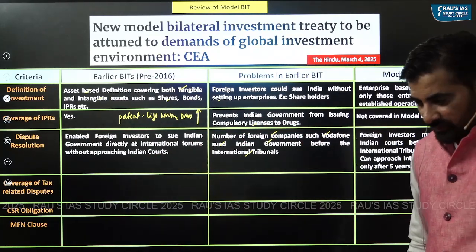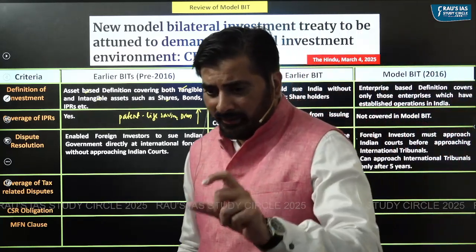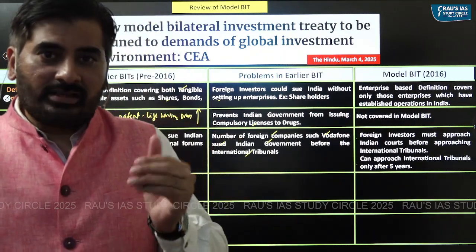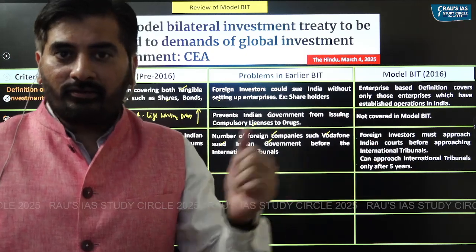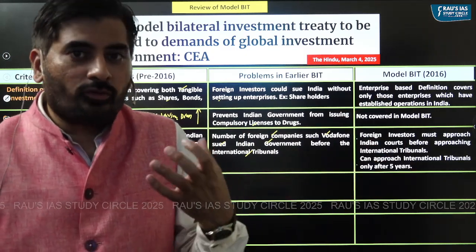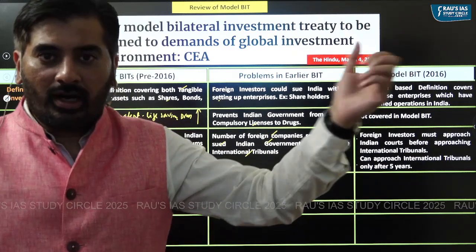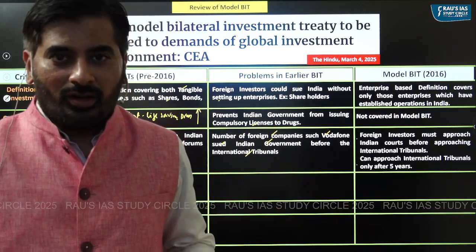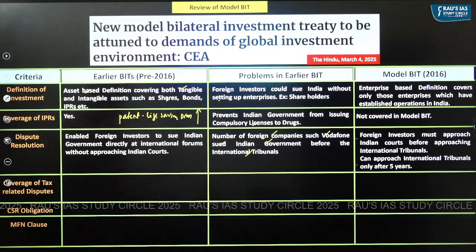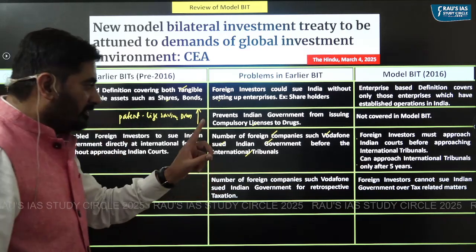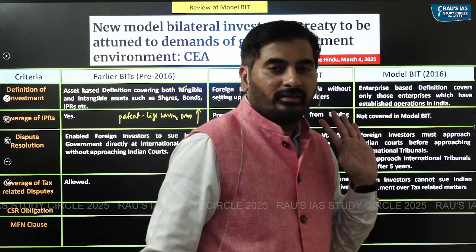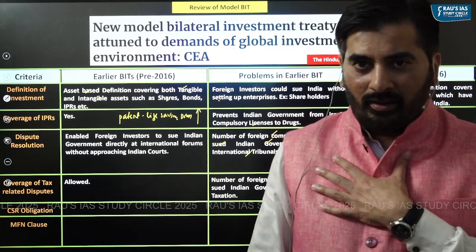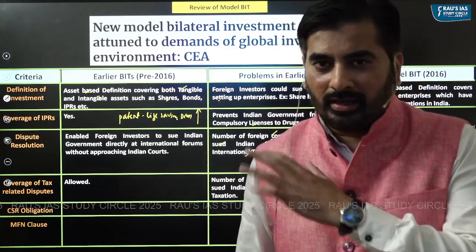Coverage of tax disputes. Earlier, if the government made any changes in tax policies, and if those changes went against the interests of foreign investors, they could drag the Indian government before the arbitration tribunal. In fact, the same thing happened in the case of Vodafone. Now, the Indian government has said that foreign investors cannot sue the Indian government over tax related matters, because tax related matters are our sovereign right and we will not be answerable to international tribunals.